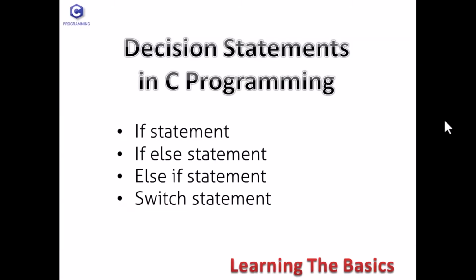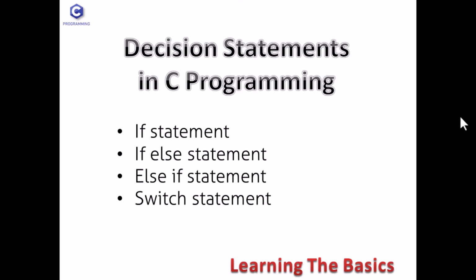Now, what is this decision making? Decision making is a programming construct that helps you evaluate an expression. It helps you decide, or evaluate, if a given expression is true or false.